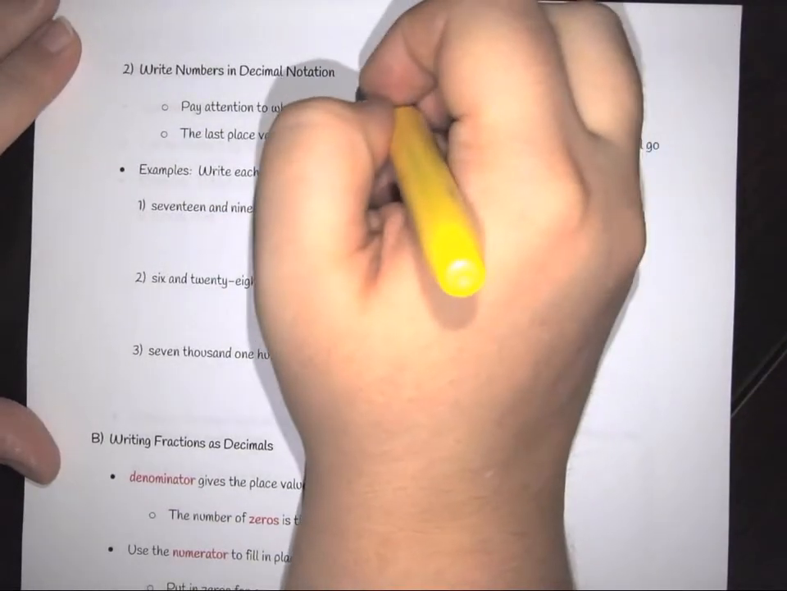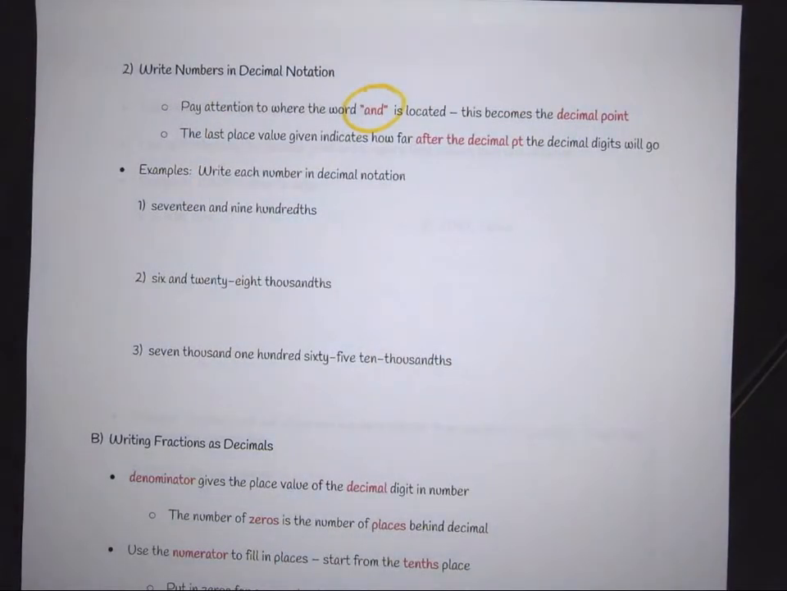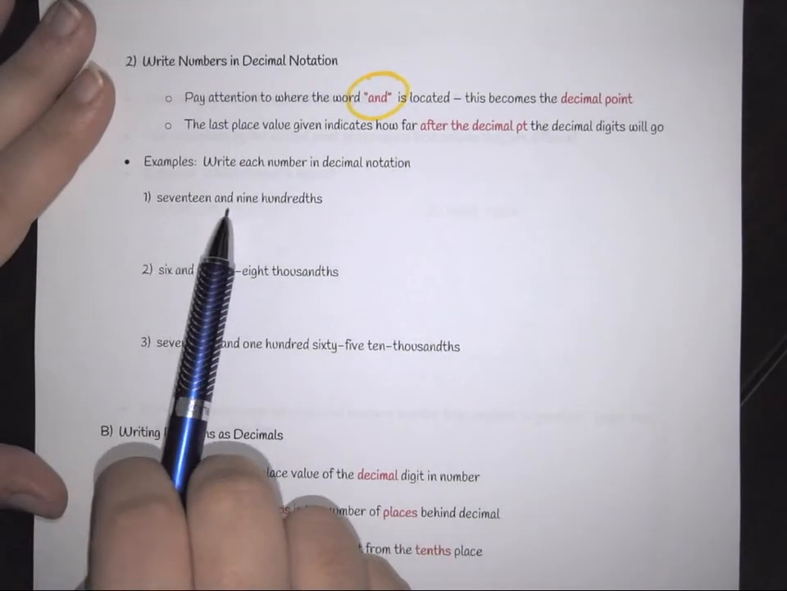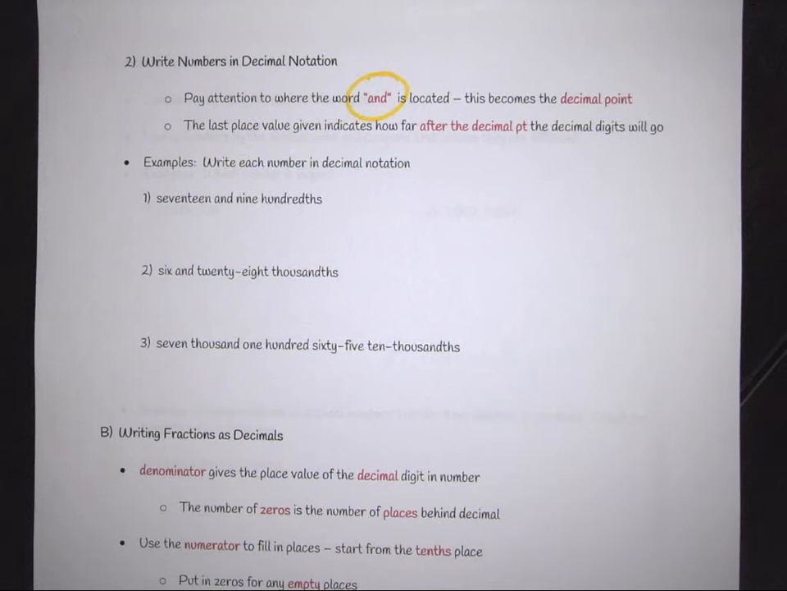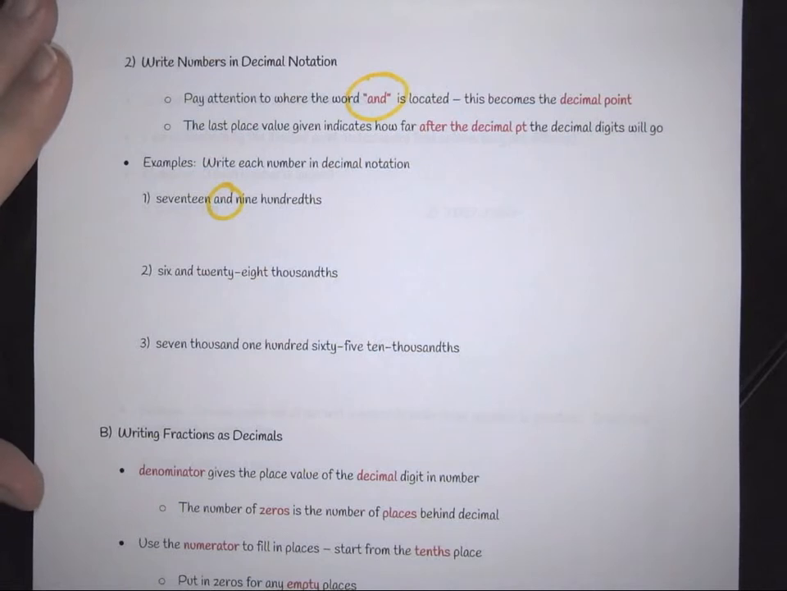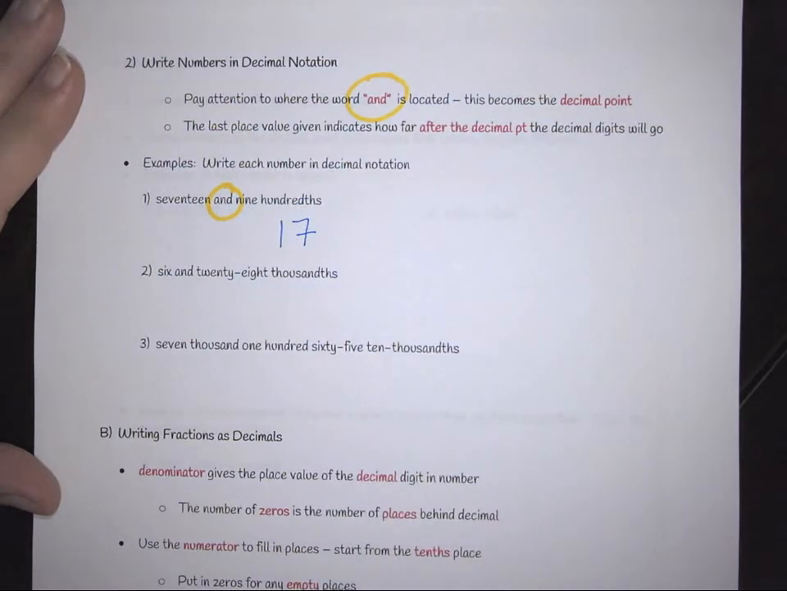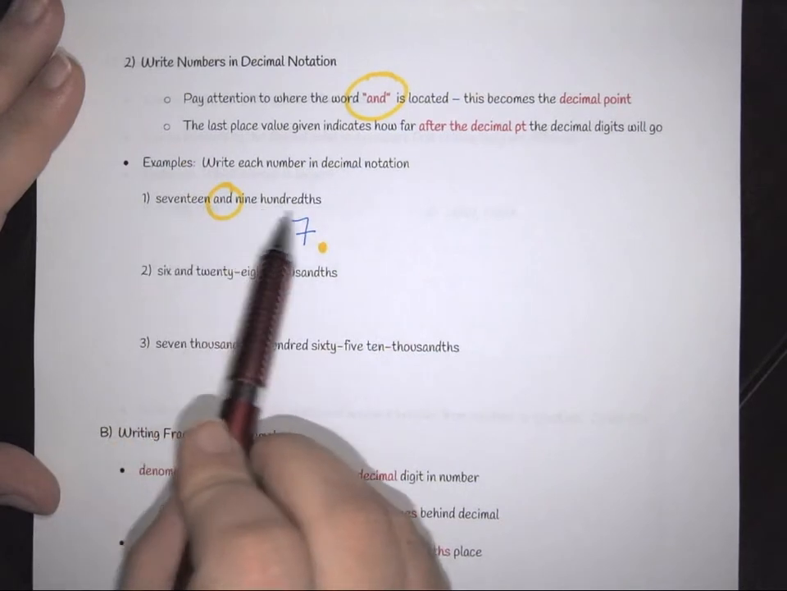First is, we need to pay attention to where the "and" is located, because the "and" means the decimal point. Once you hit that "and," it means the last piece is actually your decimal. Okay? So here we have 17 and. So notice that's where the "and" is. So this right here is going to signify your decimal point. So we have 17. So that is 17. We then have a decimal point. And then we have 9 hundredths.